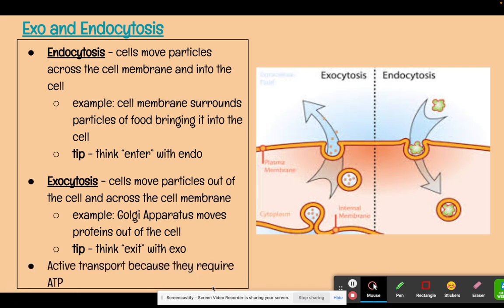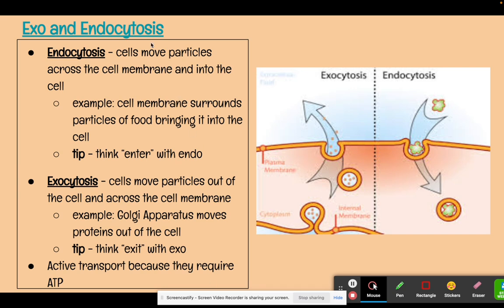Now remember that since this is going to require energy, both of these processes, exocytosis where things exit the cell and endocytosis where things enter the cell, are going to be active transport because they require ATP.